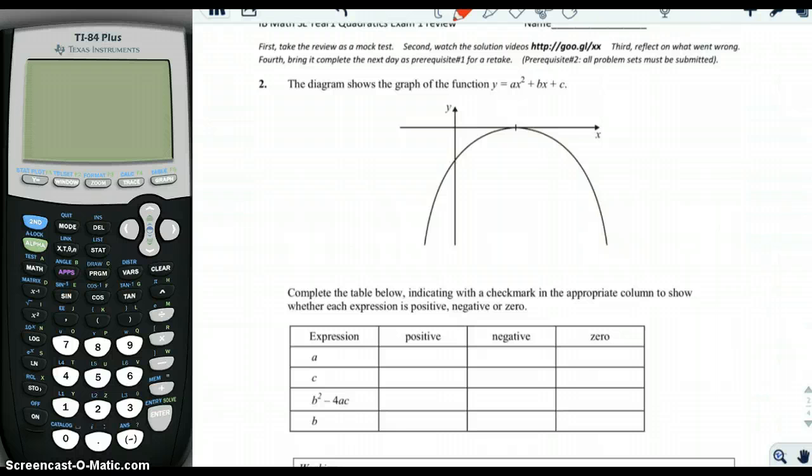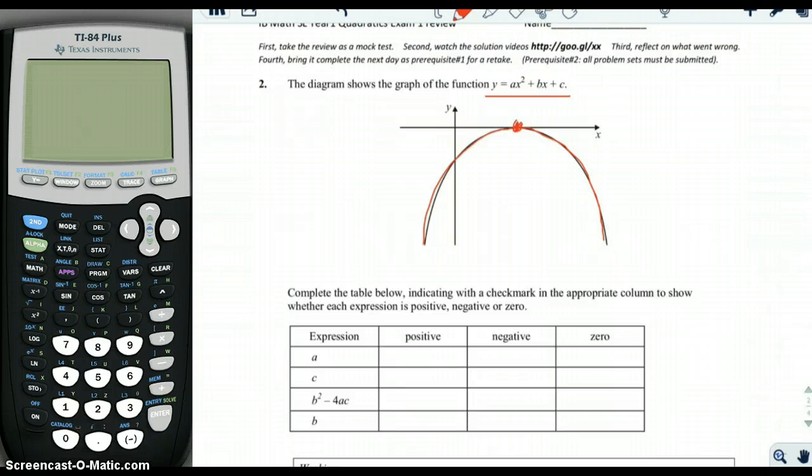Now, problem 2, they give you a standard form quadratic here. They don't tell you anything else about the equation, so it seems like, hey, I don't have enough information to do anything. But then they give you a graph. And with this graph, you can already tell a lot of things. One of the things you can tell is that the vertex is on the x-axis. That narrows it down quite a bit.